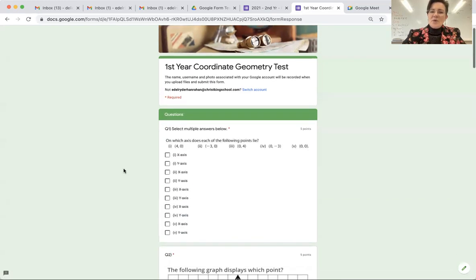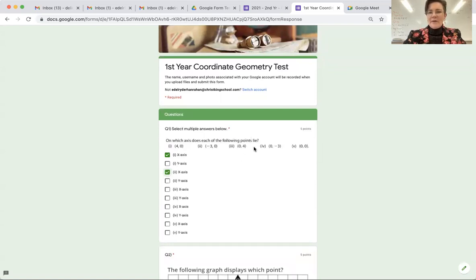So for question 1, you were asked which axis each of the following points lie on, and whether it was the x-axis or the y-axis. Now the x-axis, all along the x-axis, we have different values for the first coordinate, 1, 2, 3, 4, 5, etc. And y will be 0 because you don't go up or down at all. So anytime the y value is 0, the point lies on the x-axis. So for part 1 and part 2, both of these points lay on the x-axis.